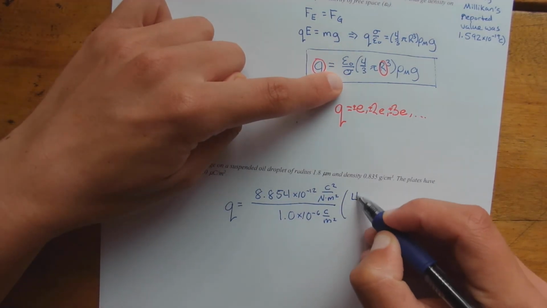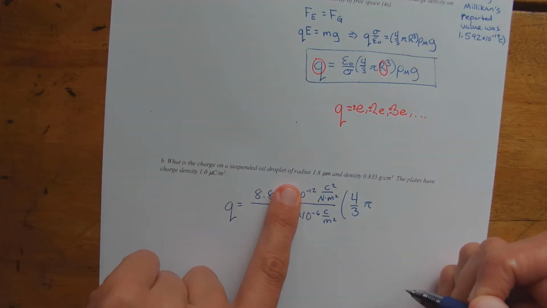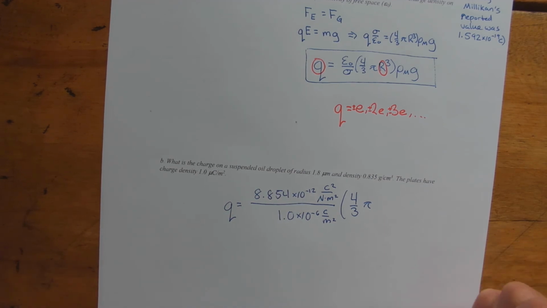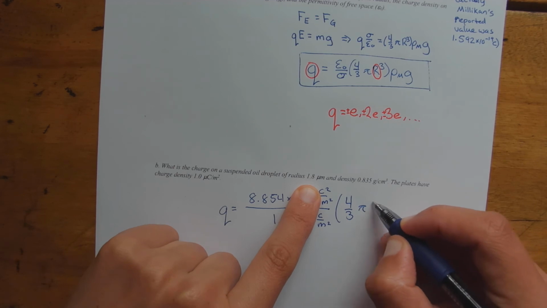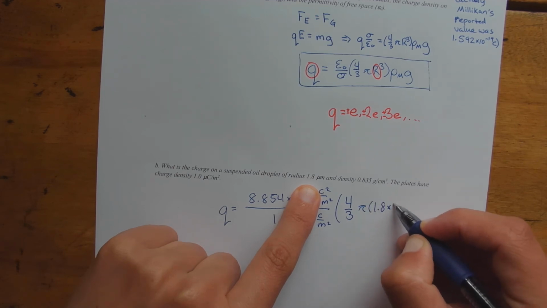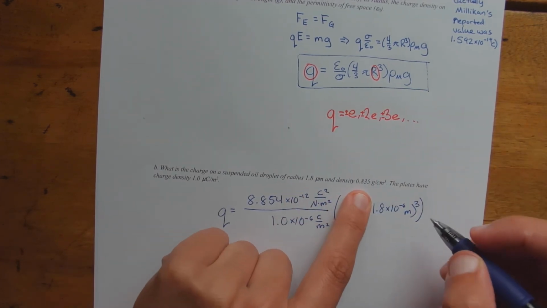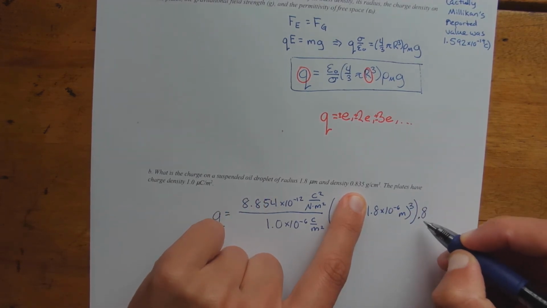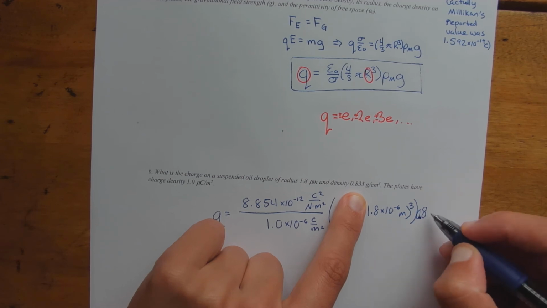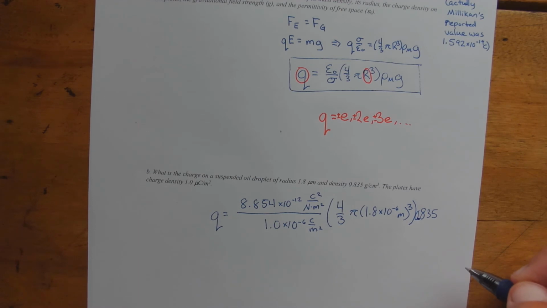Then we have 4/3 pi, and what is the charge on a radius of 1.8 micrometers. So that's times 10 to the negative 6th meters. And remember, the radius was cubed. And the oil droplet has a mass density of 0.835 grams per centimeter cubed.